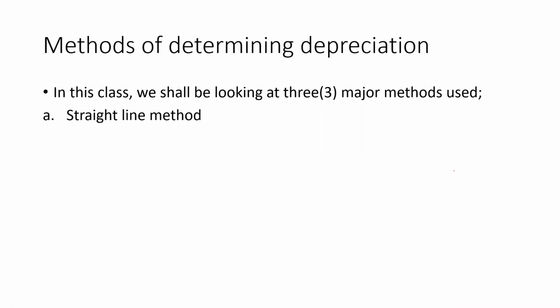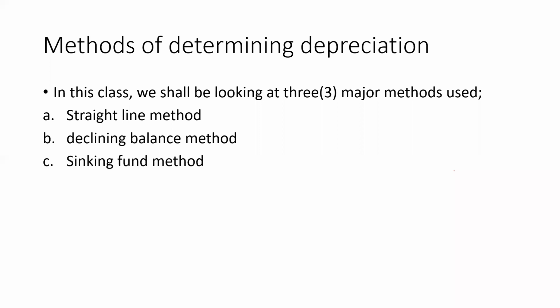We're looking at the straight line method. We'll be looking at the declining balance method. We'll also be looking at the sinking fund method. Now, what is straight line? Straight line is the simplest of all. That means you want to find the average of its usefulness. So by formula, it is expressed as the acquisition value.